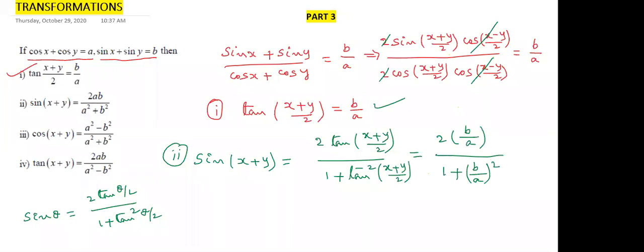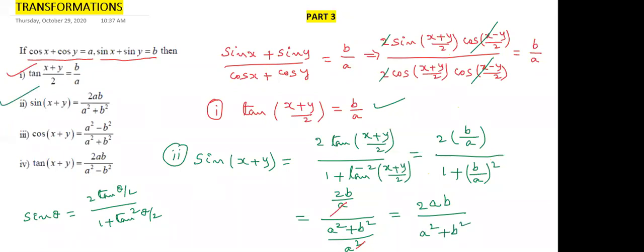Okay, students. Now numerator 2b divided by a. Denominator, take LCM: a square plus b square divided by a square. Here one of the a is going to cancel. The remaining a goes to the numerator. Finally, we get the answer 2ab by (a square plus b square). So we got the second answer also.